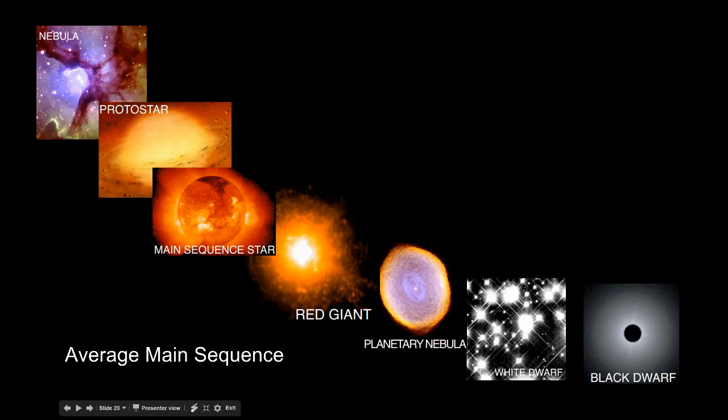The life cycle of an average main sequence star begins as a nebula, proceeds to protostar, then it becomes a main sequence star, then it expands as a red giant, then it becomes a planetary nebula, collapses and becomes a white dwarf, and finally cools off to become a black dwarf.